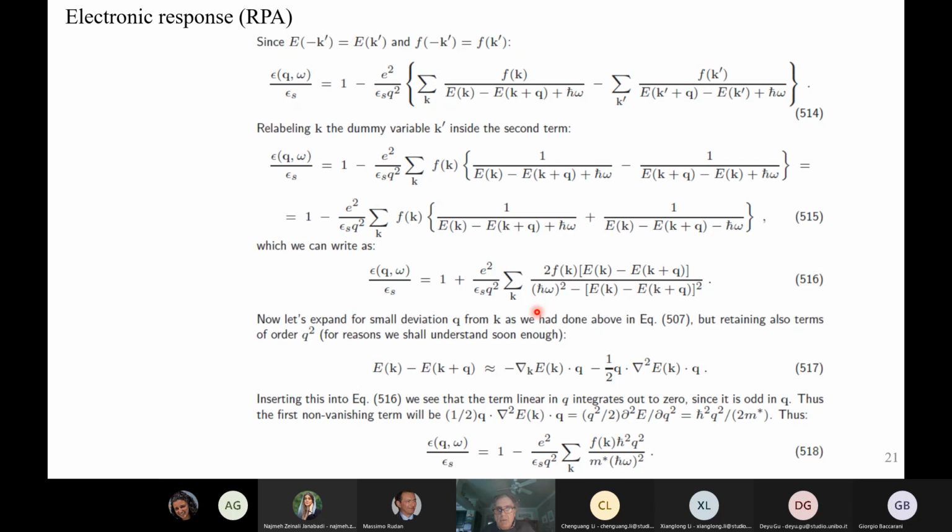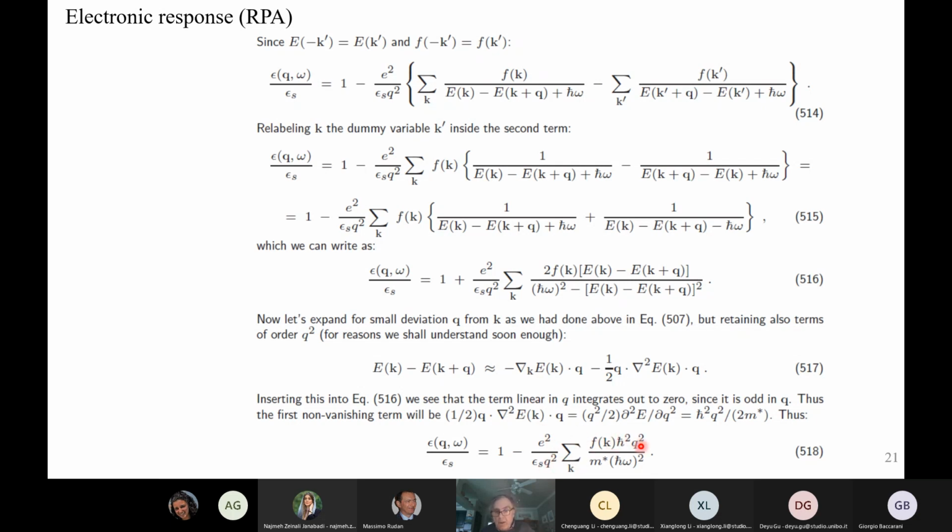Notice that now I have to be a little bit careful, because if I take only the first order term in q, I get nothing. So I have to go to second order in q. And then I can rewrite this entire expression in this particular form. Again, if I take only the first order term, if I integrate over all the k's, I get 0 because of the symmetry property that I have here. So the leading order term is of the order of q squared.